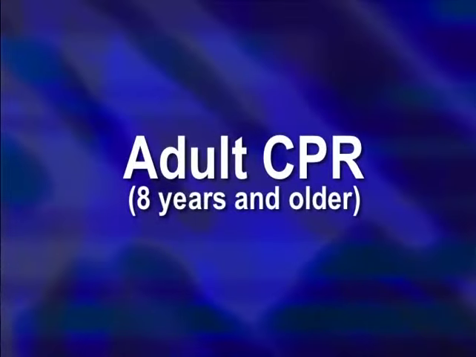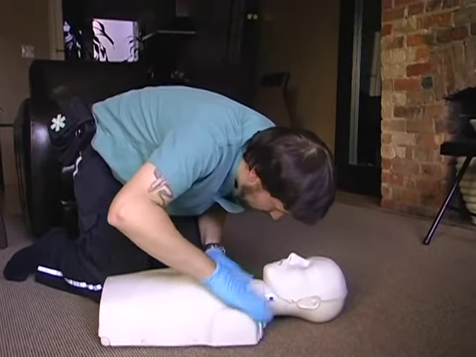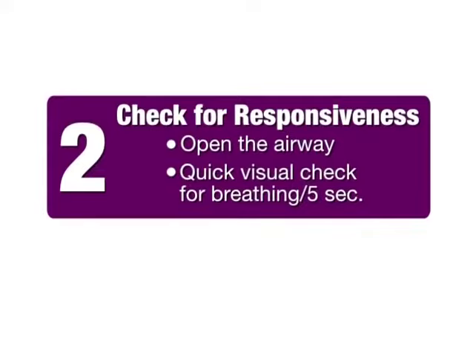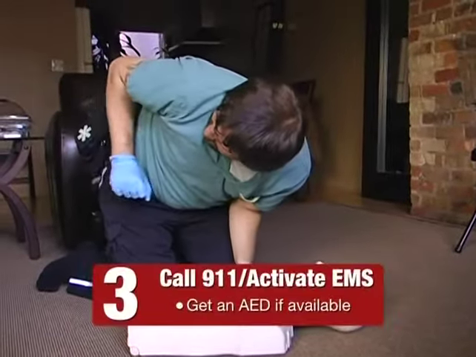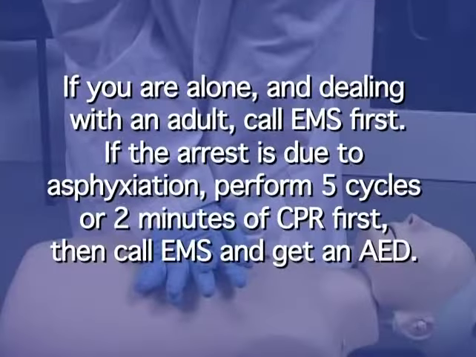Adult CPR. Survey the scene. Check the area for danger. Check for responsiveness. Open the person's airway and do a quick visual check for breathing for 5 seconds. Activate the emergency response system and retrieve an AED if available. If you are alone and dealing with an adult, call EMS first.